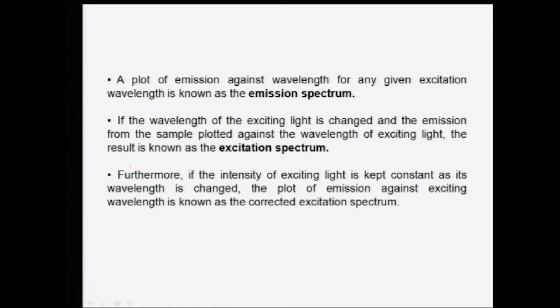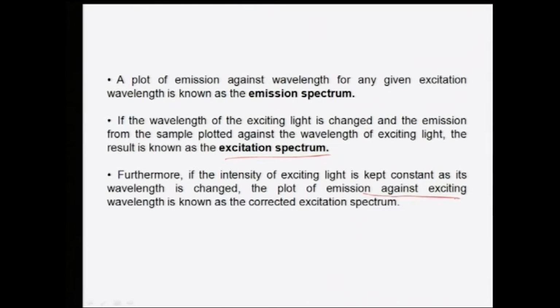A plot of emission against wavelength for a given system is known as the emission spectrum. If the wavelength of the exciting light is changed and the emission from the sample is plotted against the wavelength of the exciting light, it is known as the excitation spectrum, and the intensity of the exciting light is kept constant as the wavelength is changed.